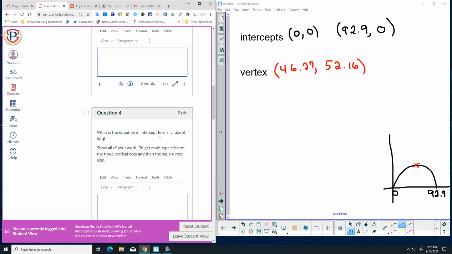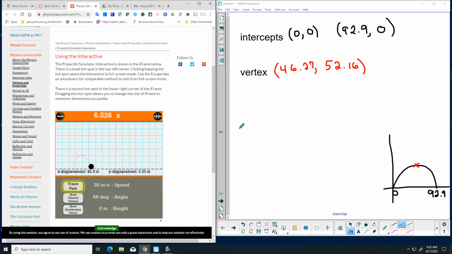Question 4, what is the equation in intercept form? I'm going to go back to that catapult simulator. For intercept form, I need to know my p and a q and one extra point. I can use that vertex. I'm going to go ahead and just get a random point. It doesn't really matter. And the point I'm going to use, let's use that one right there, of 26.1, 42.15.